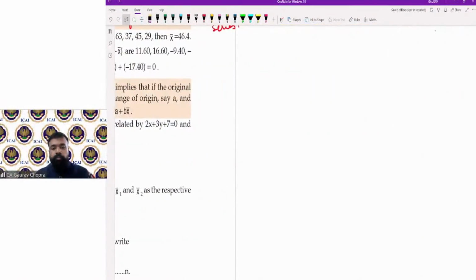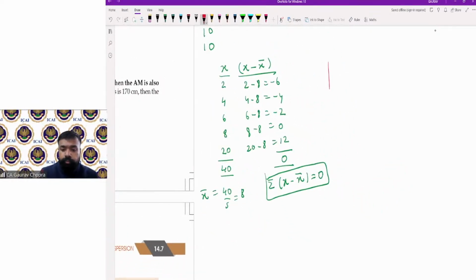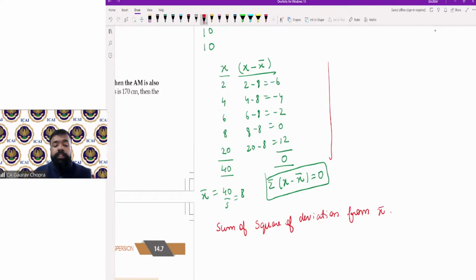Then, one more property based on this. That property is sum of square of deviation taken from mean. This property is sum of square of deviation taken from arithmetic mean. So if you are doing square, so minus 6 square is 36, 16, 4, 0, and 144. What is the total? The total we are getting is how much? 20, and this is 36 and 144. It will give you 200.